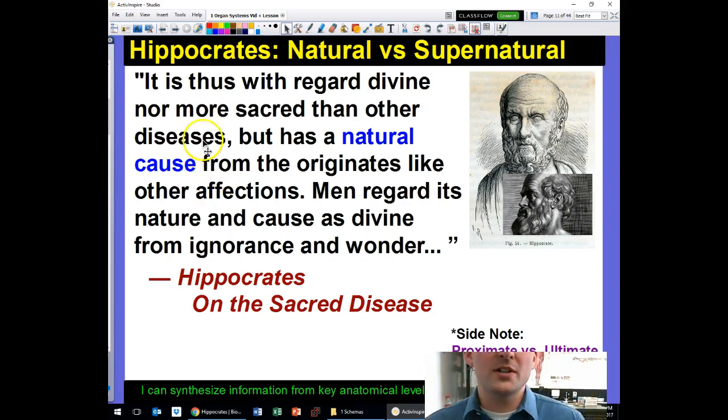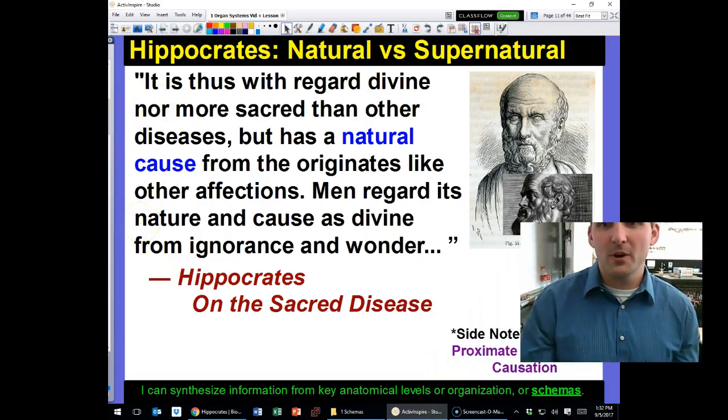His paradigm shift was Hippocrates said, no, there are natural causes. "It is thus with regard to this disease: it is no more divine nor more sacred than other diseases, but has a natural cause from which it originates like other affections. Men regard its nature and cause as divine from ignorance and wonder." So he's basically, shots fired moment here. He says, if you believe that your disease was caused by the gods, you're ignorant. You're an ignoramus. There must be a natural cause for this disease. So supernatural to natural was a huge paradigm shift for Hippocrates.